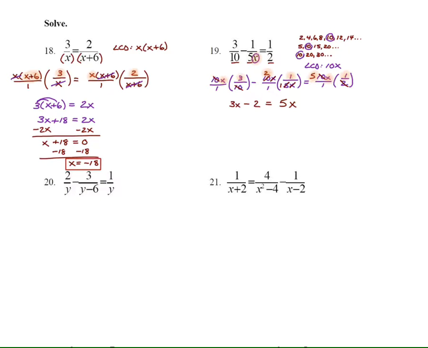Now I'm going to get my x's on the same side. You might want to move the 5x to the left. I think it's just easier to subtract 3x from both sides. It doesn't matter what side the variable's on. And then to solve for x, divide both sides by 2. So I get negative 1 equals x, and there's my answer.